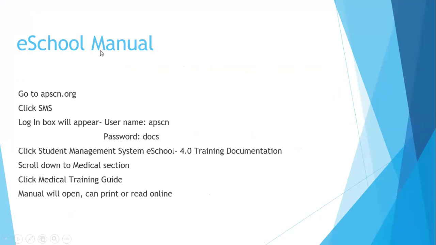So here is, first of all, some quick information. If you don't have an eSchool manual, I highly encourage you to print one out or at least pull one up on the screen if you're working in eSchool and you have questions. You go to abscan.org, click SMS, and a login box will appear. The username is abscan, password is docs. You click Student Management System, eSchool 4.0 training documentation, scroll down to the medical section, click the medical training guide, and then you can open it and read it online, or you can print it from that point.